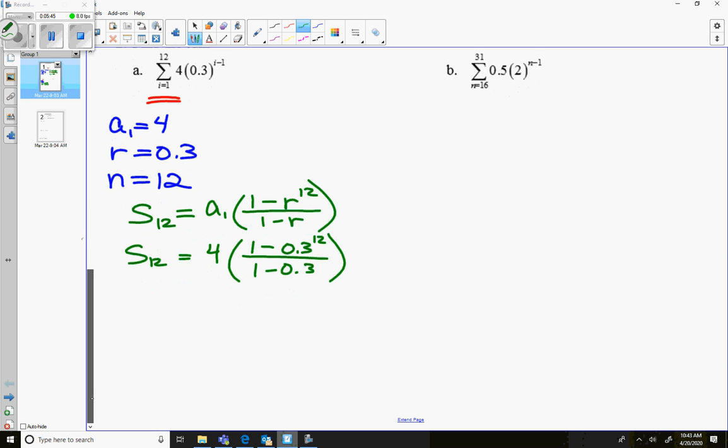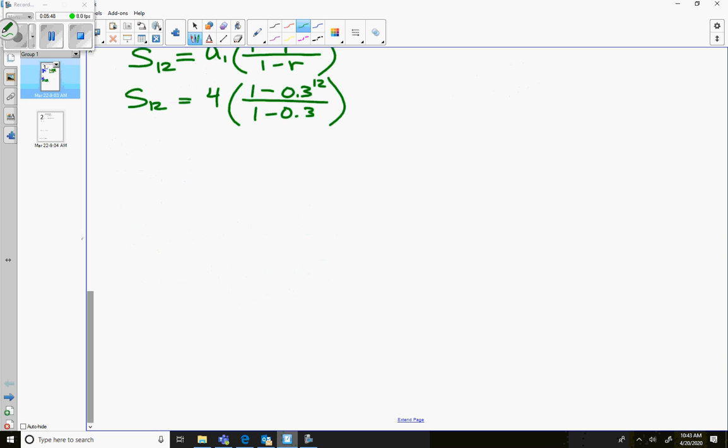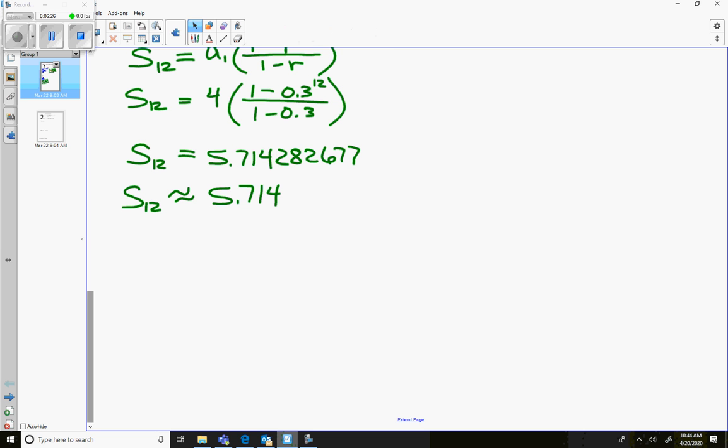Now, I don't know off the top of my head what all that is. I reached for a calculator, and I just stuck the entire thing in the calculator. I didn't break it down into pieces. So what I've got is 5.714282677 is what the calculator told me. I usually round to about 2 or 3 decimal places. Here I was rounding to 3 decimal places. If you're going on to calculus, you need to get in the habit of using 3 decimal places. That's the way the AP test works.